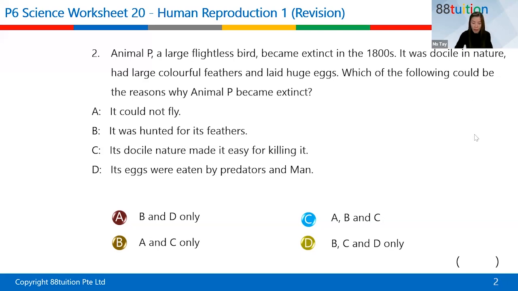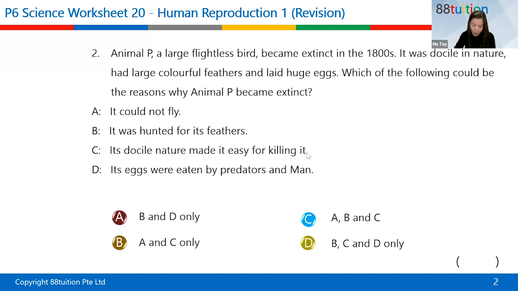So imagine this bird, right? Very large, and it's not aggressive. Don't you think it's easy to actually kill it? You can approach it. It's probably very quiet, more scared of you than you are scared of it, right? So you can kill it easily. So that's why it's easy for it to become extinct.